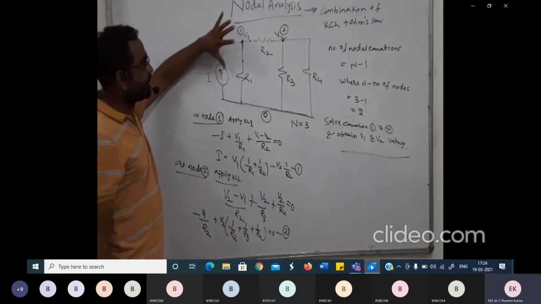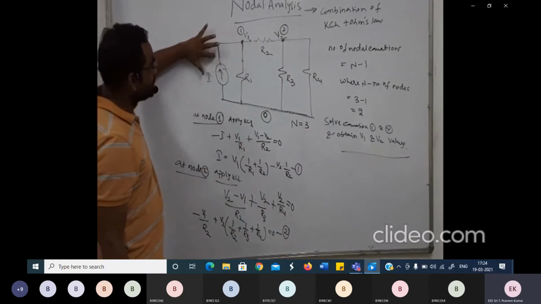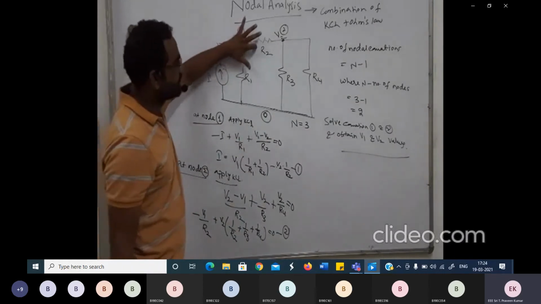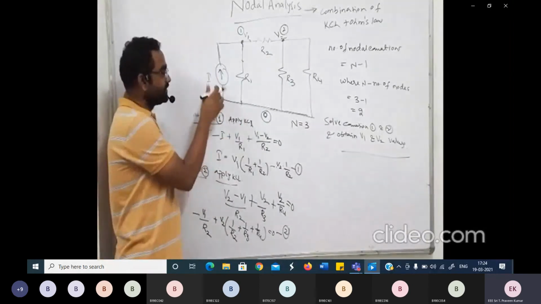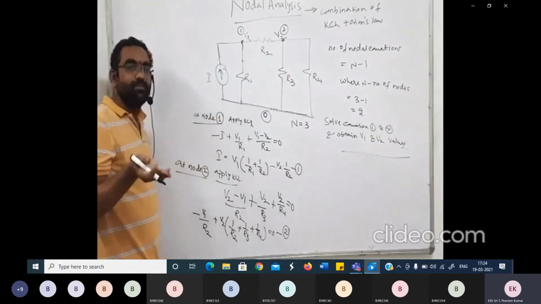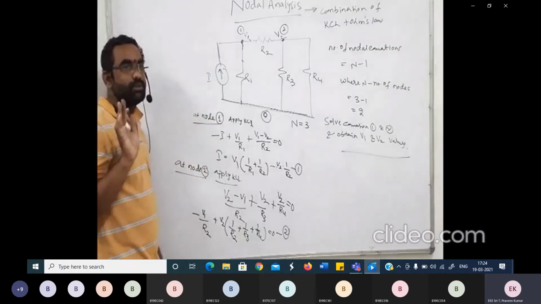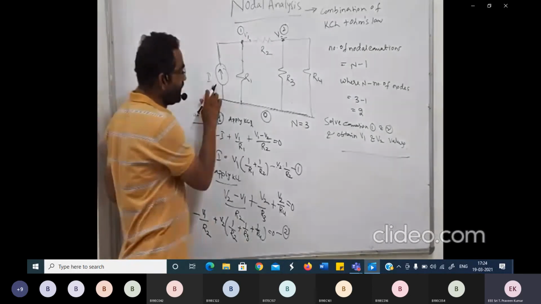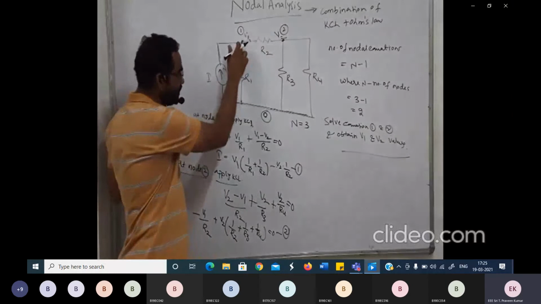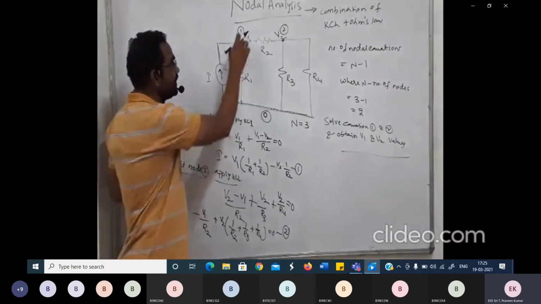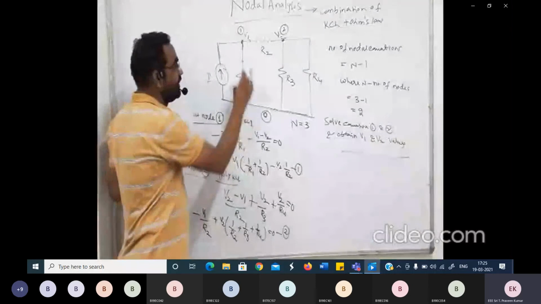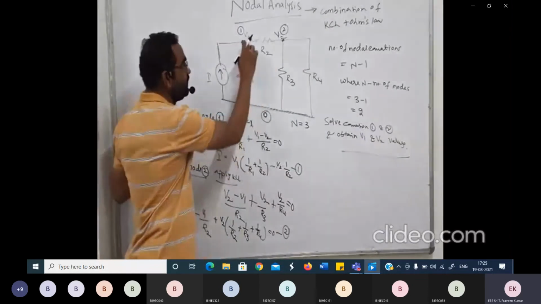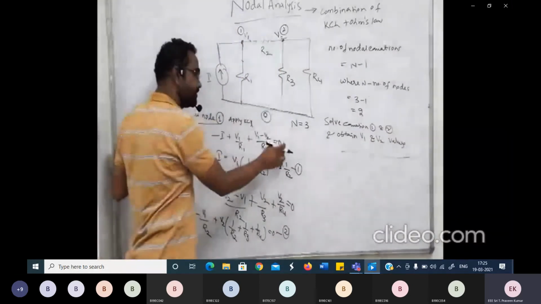Now when I start writing the equations, what do I see first? At node 1, I will see what elements and sources are connected. Current source is connected, R1 is connected, R2 is connected. Now I apply KCL at node 1. KCL says the algebraic sum of currents at a node or a junction is equal to 0. Because this current is towards the node, I take this as minus I, and the current into R1 will be plus V1 by R1, and the current into R2 will be plus V1 minus V2 by R2, which is equal to 0.